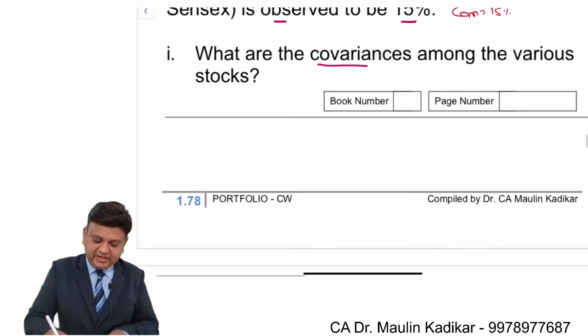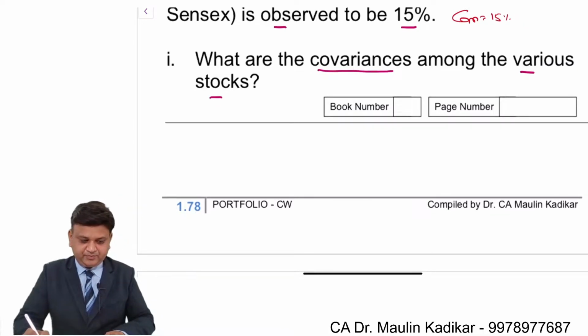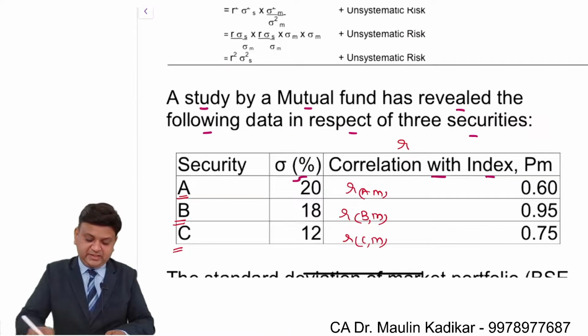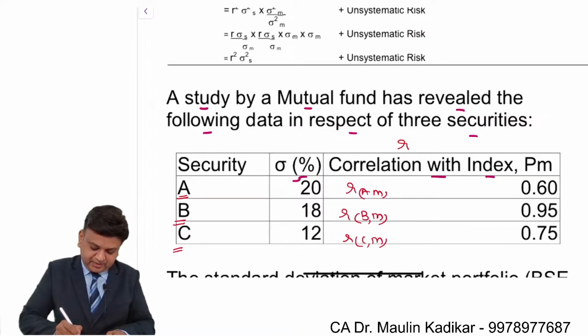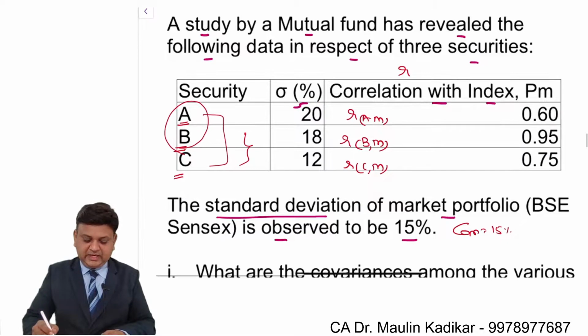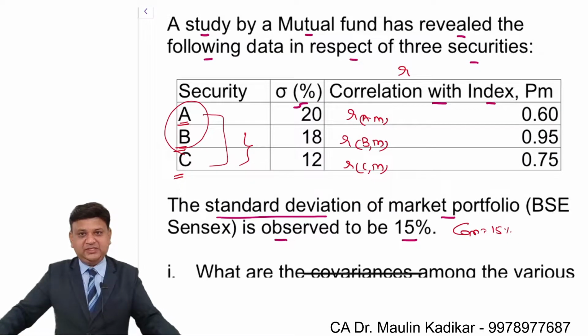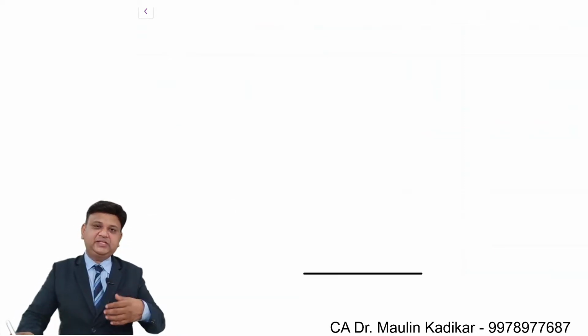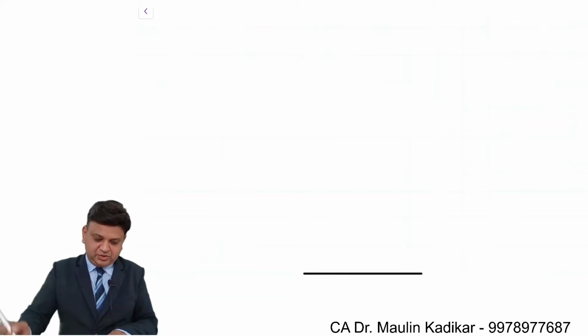What are the covariances among the various stocks? That is the question. So you are required to compute the covariance between the returns of A and B, returns of A and C, and the returns of B and C. I request all of you to go through the question, please. Let us understand how to calculate the answer.